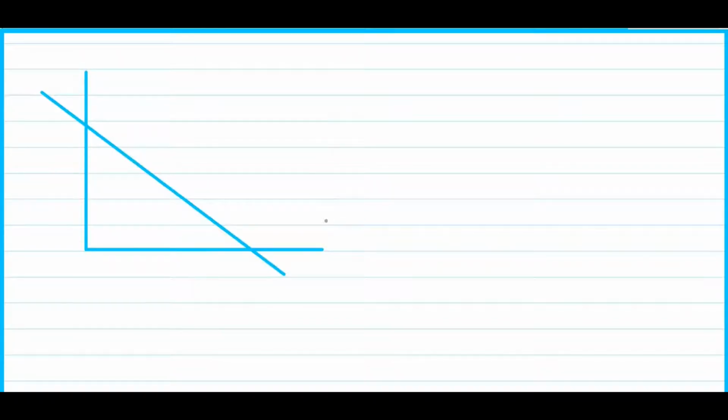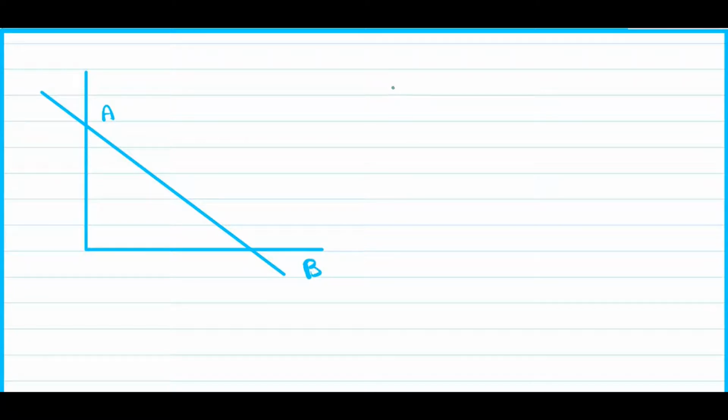Hey guys, so in today's lecture we will be covering how to make an equation of a given line. So first of all, for example, you might have a graph like this and you might have a line like this over here, right? So the question could be, what is the equation of this line AB?